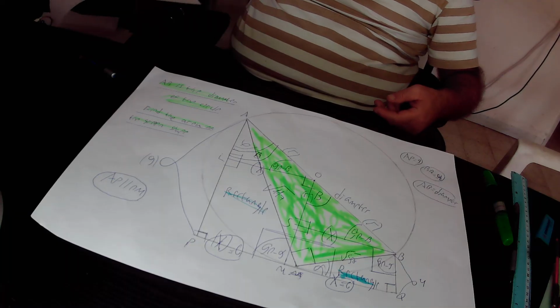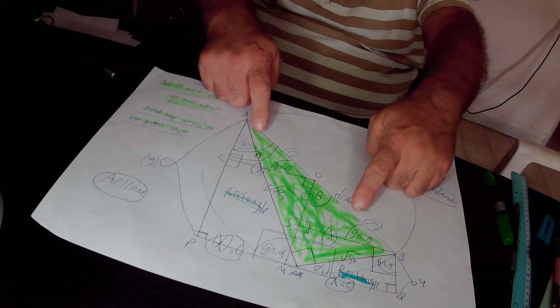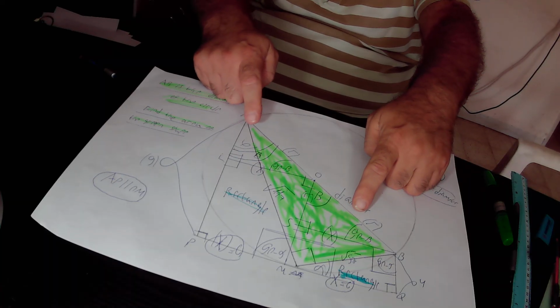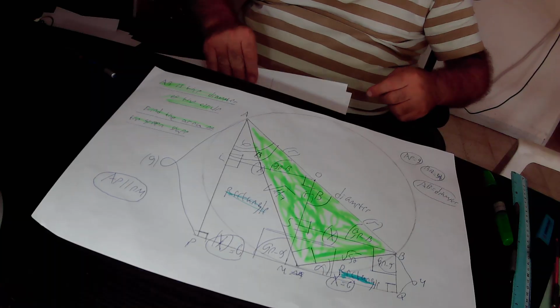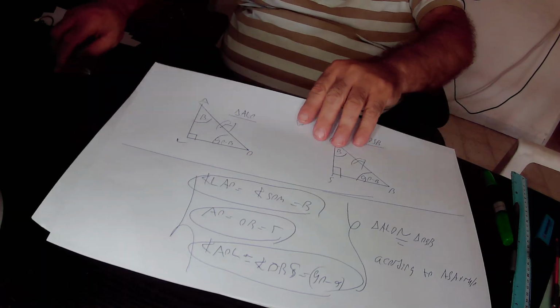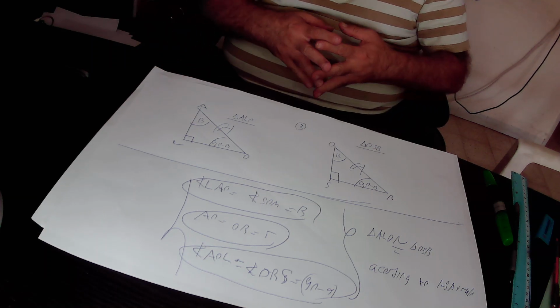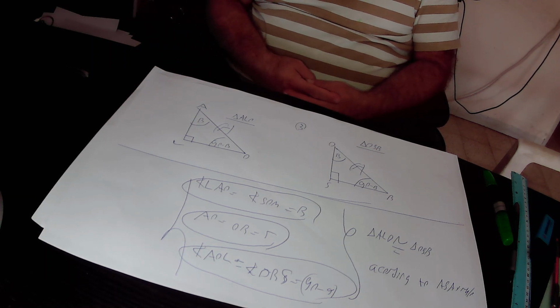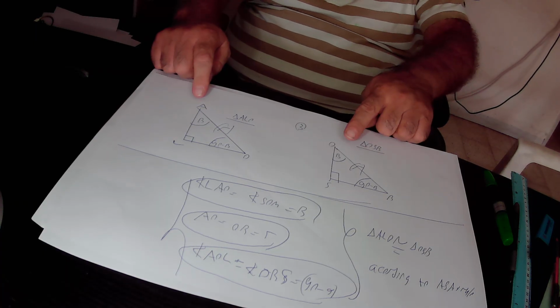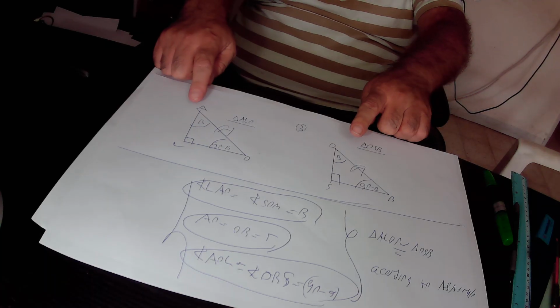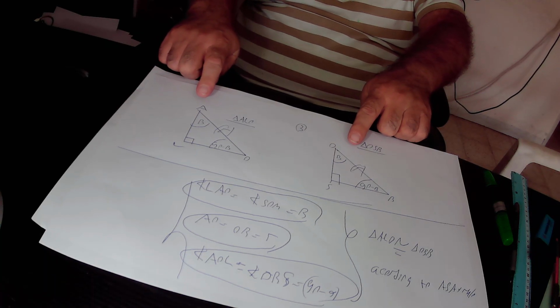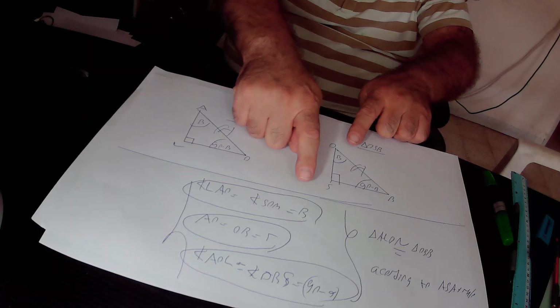In the next step, I copied those two right triangles in a new page, and we prove that those two right triangles can go into each other according to angle side angle rule. So those are the two right triangles from the original drawing. First of all, we know that those two angles are both equal to beta, therefore they are equal to each other. So angle LAO in the right triangle ALO is equal to angle SOB in the right triangle SOB. They are both equal to beta, therefore they are equal to each other.